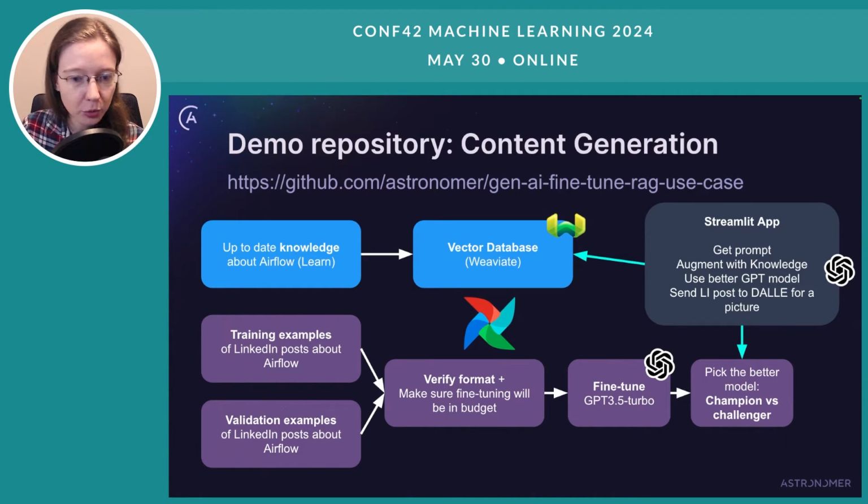If you've fine-tuned GPT before, you know that you have a very specific format that the examples need to be in. And I also added a little step that makes sure that the fine-tuning will be in budget. So I'm actually counting the tokens and estimating how much the fine-tuning will cost. Then I run the actual fine-tuning. This is run in a deferrable way because it takes a while.